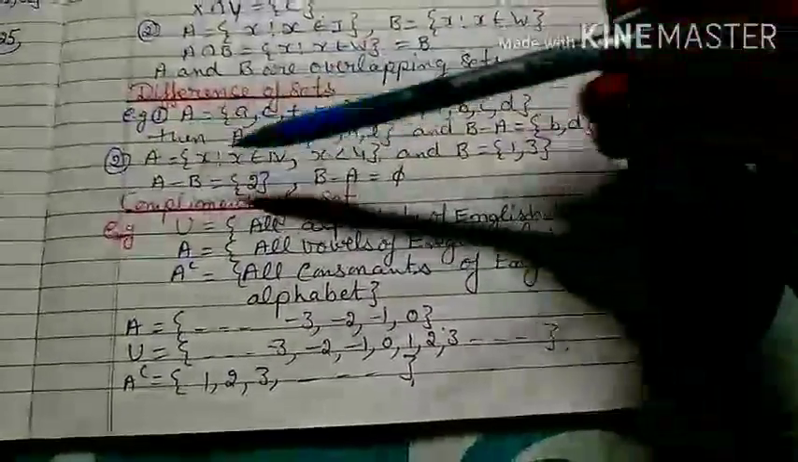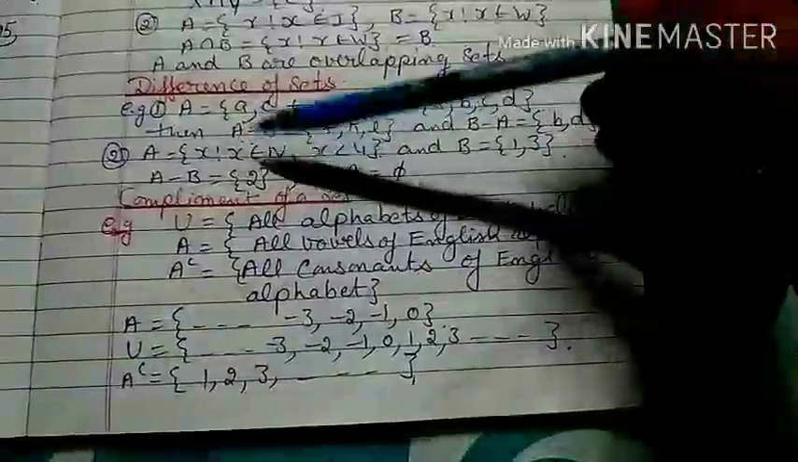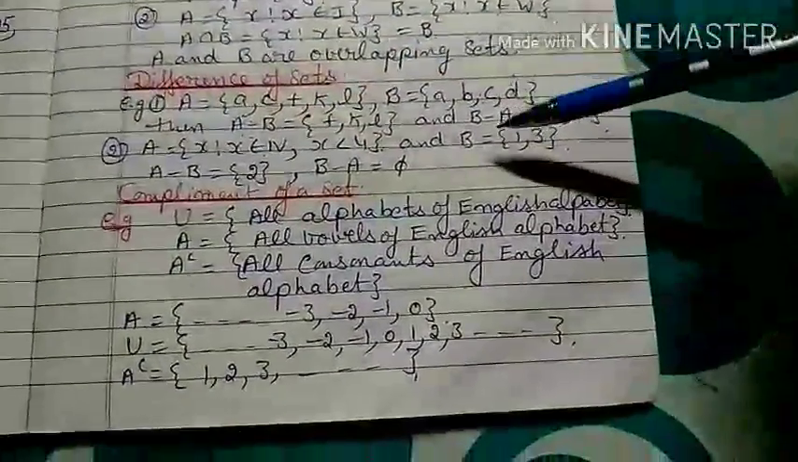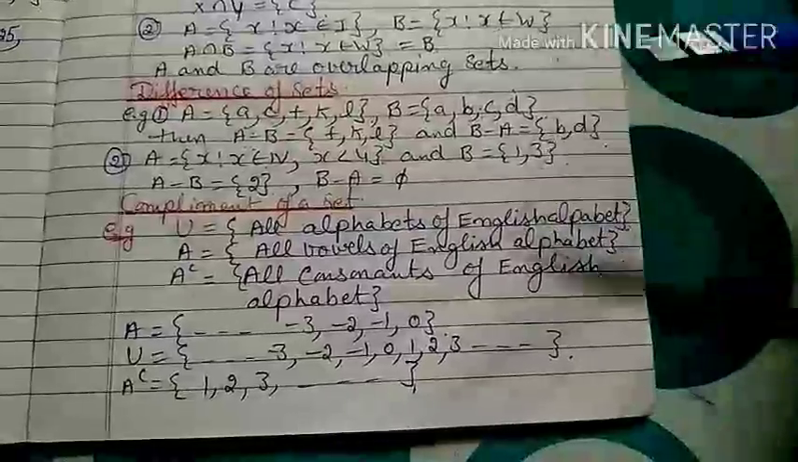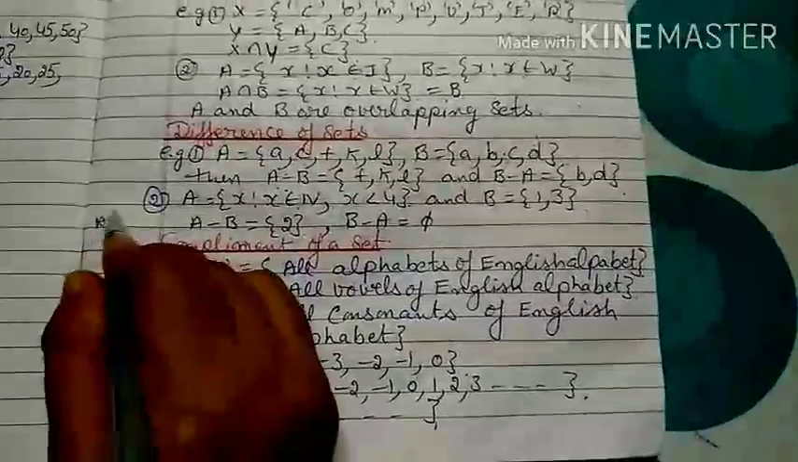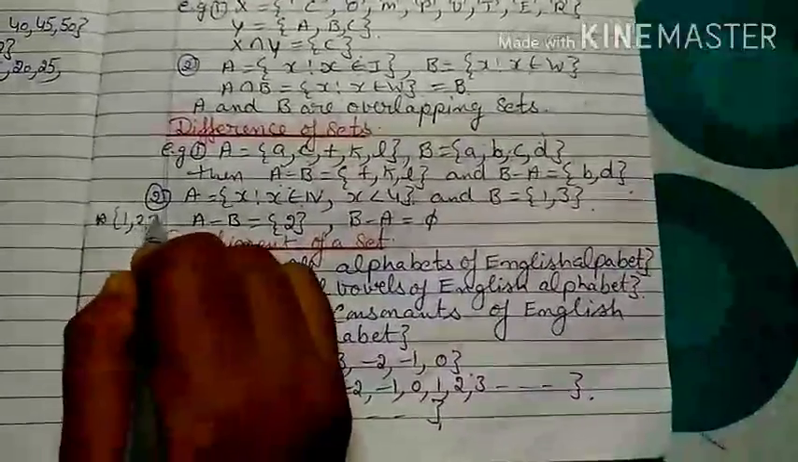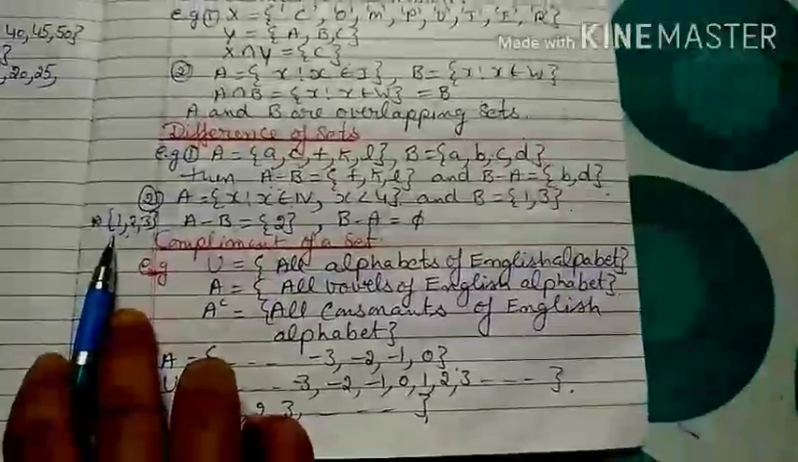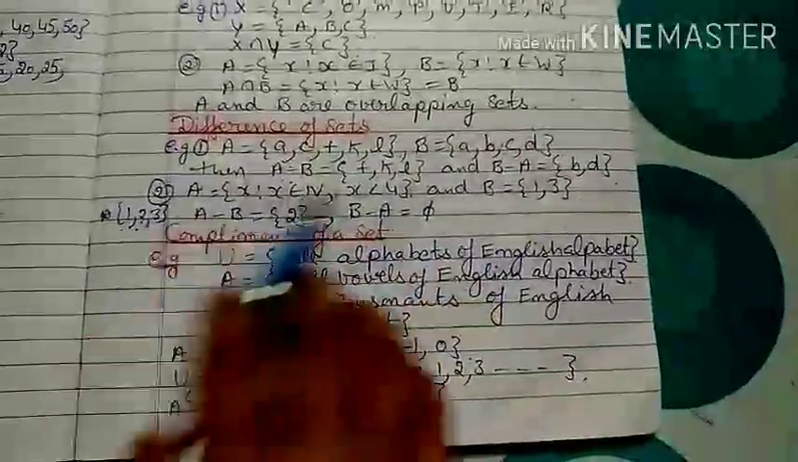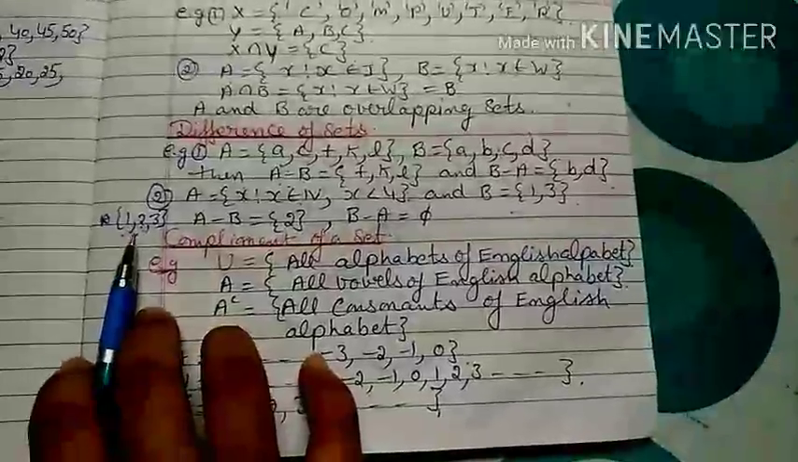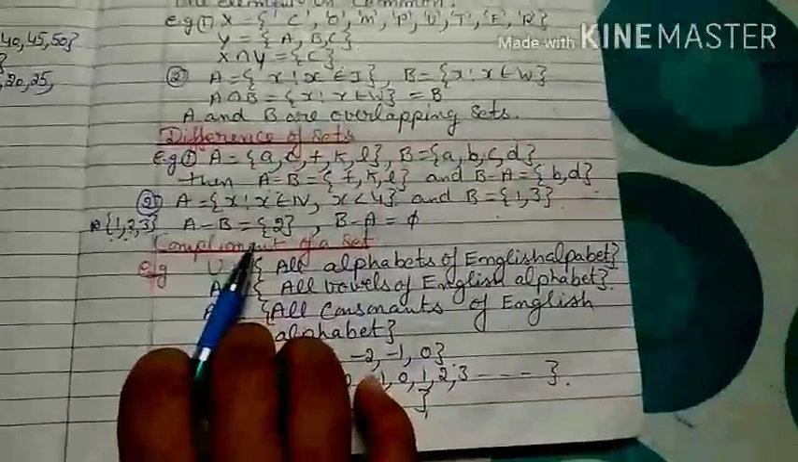If you go with A minus B, A means natural numbers less than 4, that is 1, 2, 3, and B is 1 and 3. If you have to write A minus B, in this A set, if you write in tabular form, that is 1, 2 and 3. For A minus B, you concentrate on the A set, but the common elements in both A and B are 1, 3. So ignoring 1 and 3, you write only 2, that is A minus B.